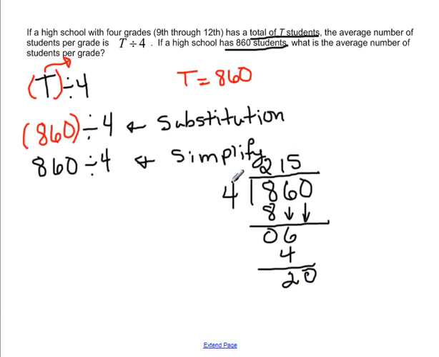So what exactly did we do here? We took 860 divided by 4. Remember, that came from T divided by 4. T divided by 4, the problem said, was the average number of students per grade.